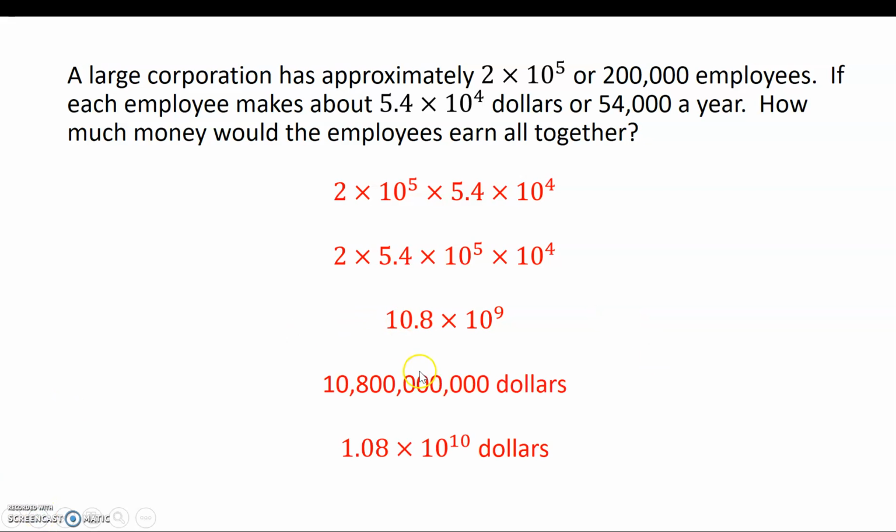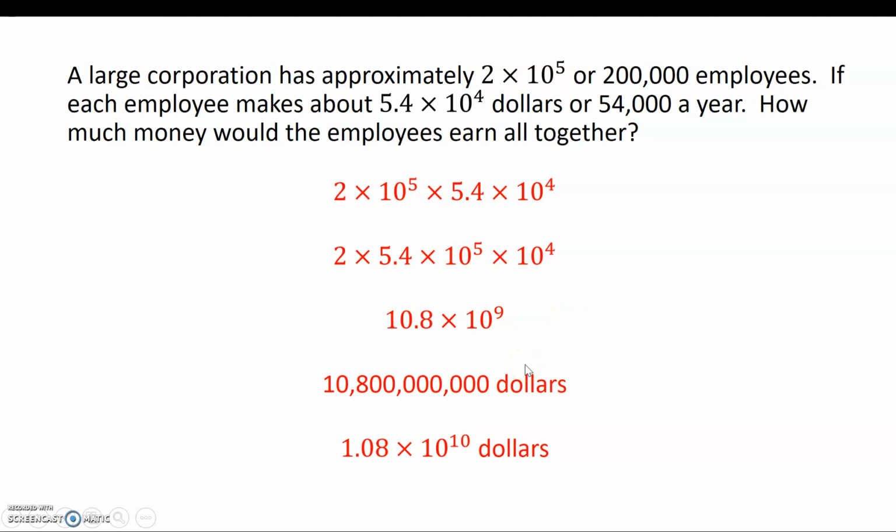So if you were just to put that number into standard form, you'd have to move the decimal 9 places to make it a big number. You know it's going to be a big number because the exponent's positive. So technically, it would be $10,800,000,000, which makes sense. We said it was going to be a really big amount of money if you had 200,000 employees all making $54,000 a year.